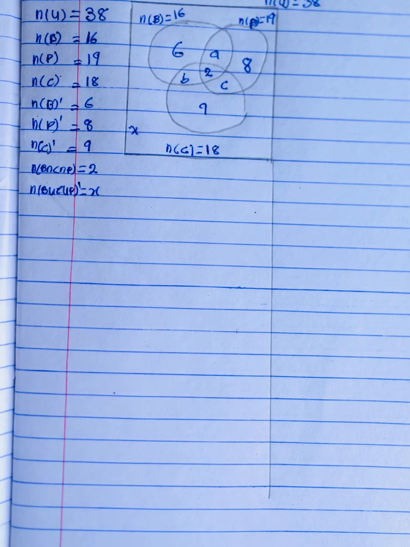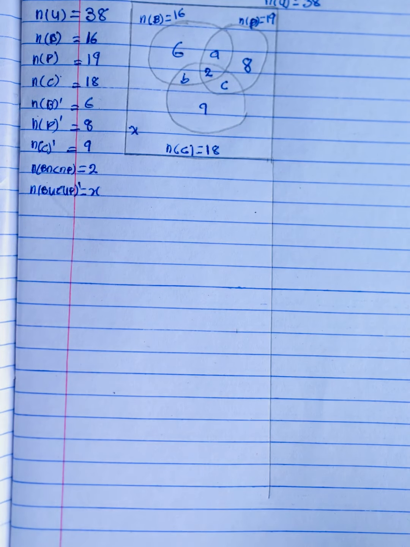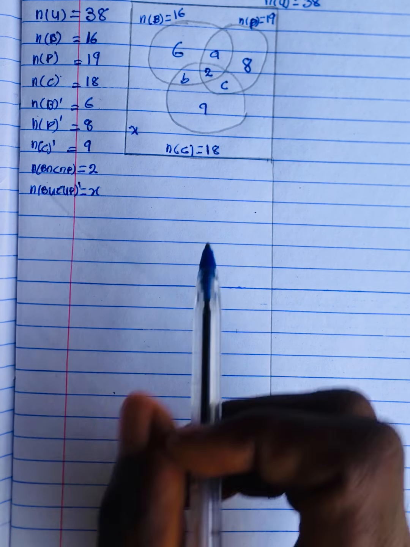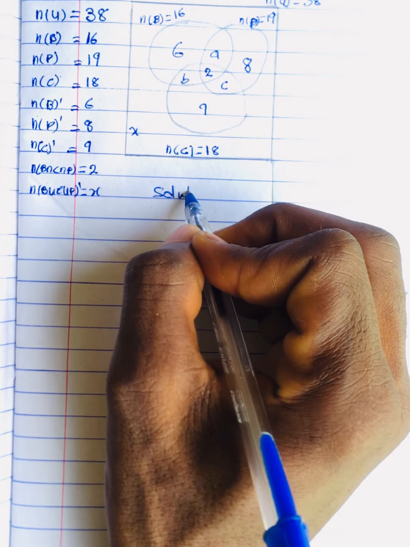Then the number of students who couldn't partake in any of the subjects, which is X, or we call it the complement. They are not part of anything. They don't want to involve themselves in doing anything in the class. So without wasting much time, let's get started and drop our solutions here.